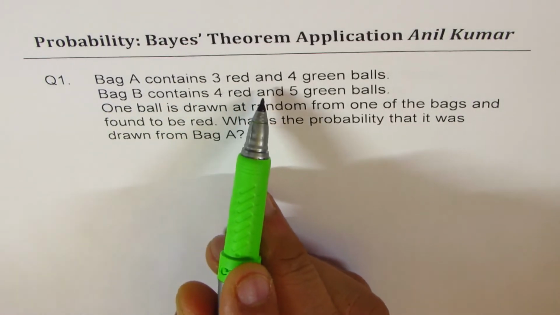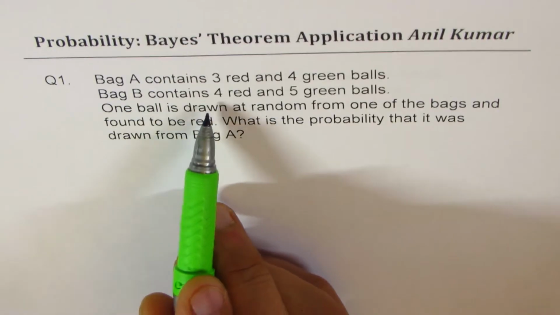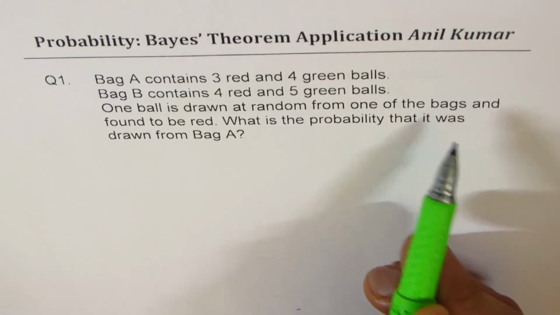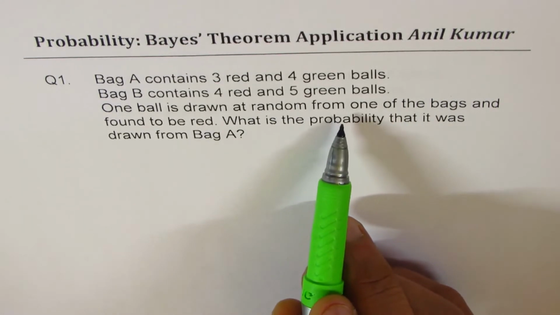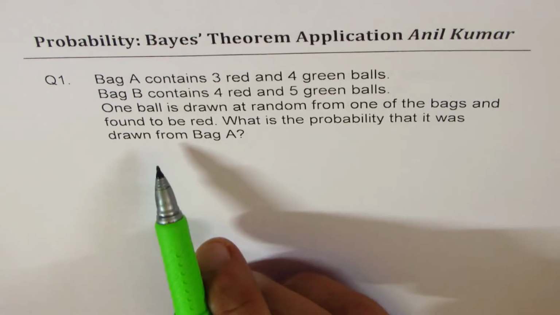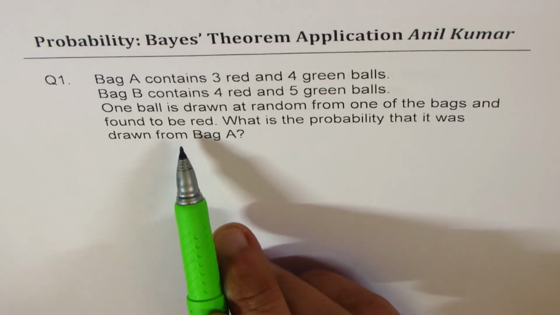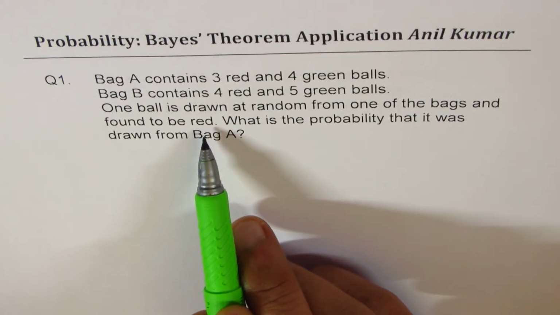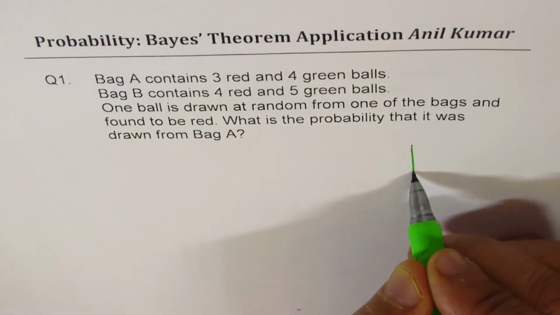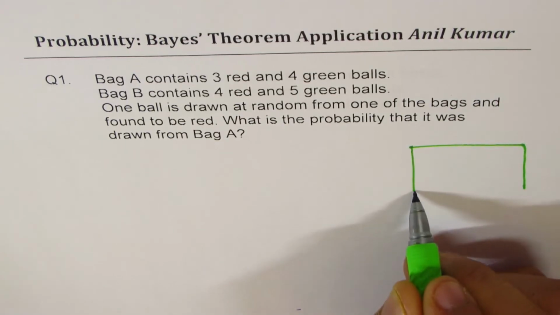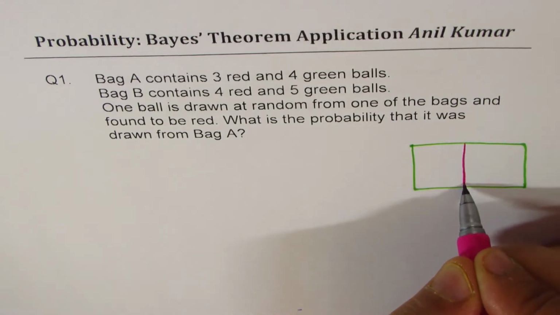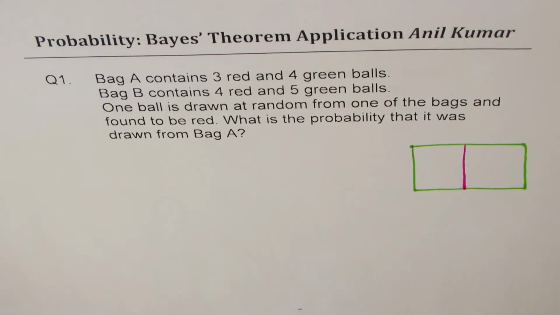Bag A contains 3 red balls and 4 green balls. Bag B contains 4 red balls and 5 green balls. One ball is drawn at random from one of the bags and found to be red. So the operation is that first select a bag, then draw a ball. What is the probability that it was drawn from bag A? So the result was that the ball drawn was red. We need to figure out the probability that it was drawn from bag A, right? So I'll draw a small diagram here to represent the whole situation. So that is our sample space divided into two portions, which we are calling as bag A and bag B, right?